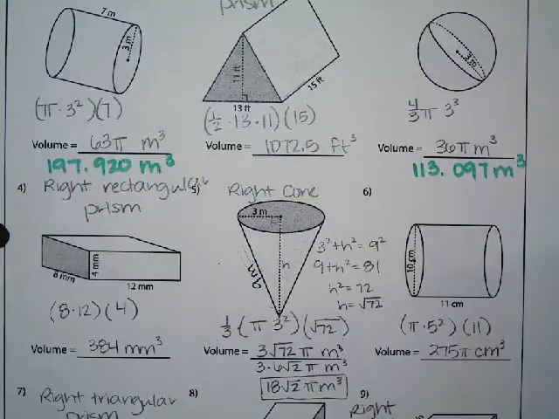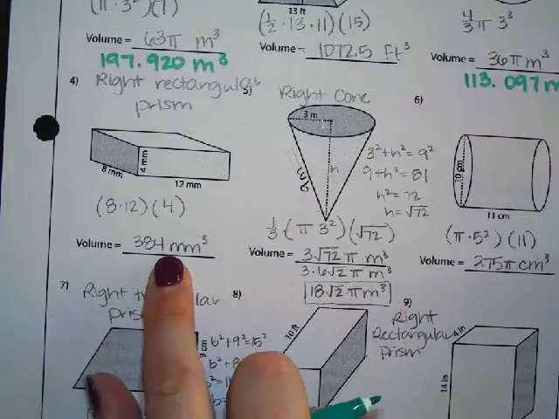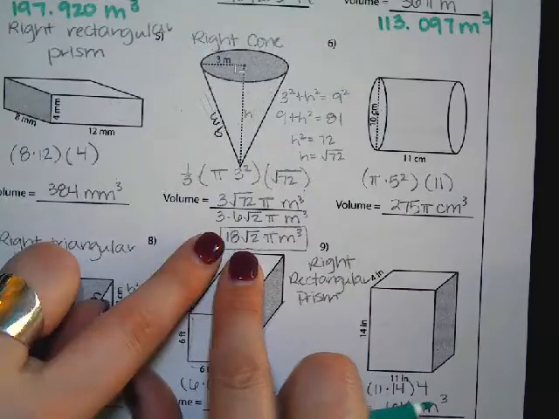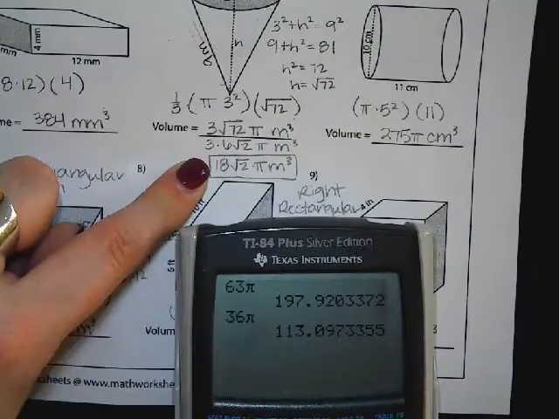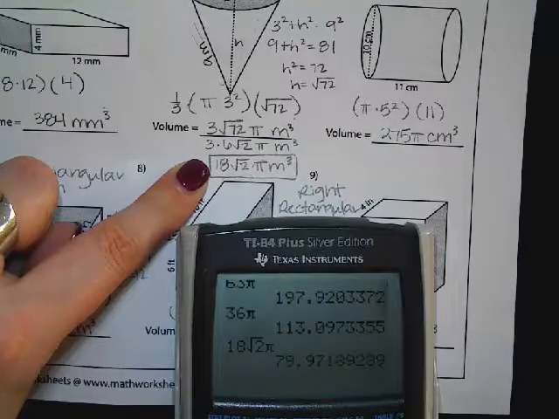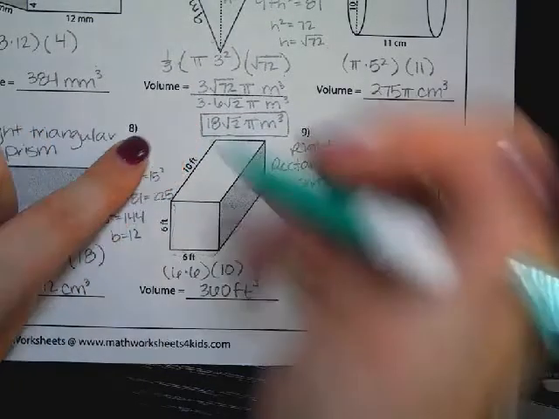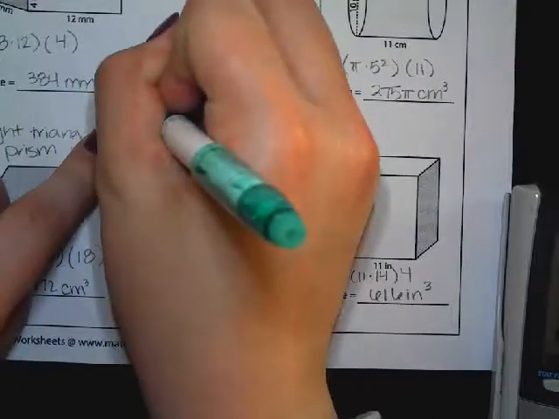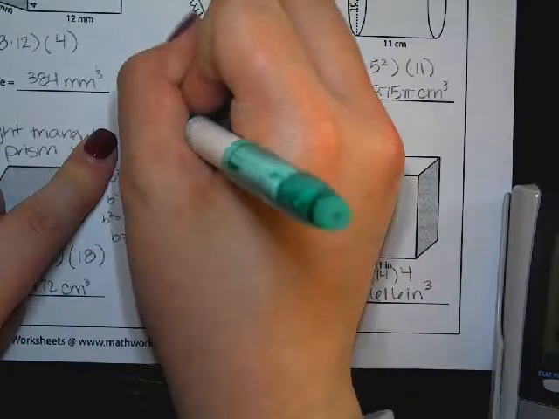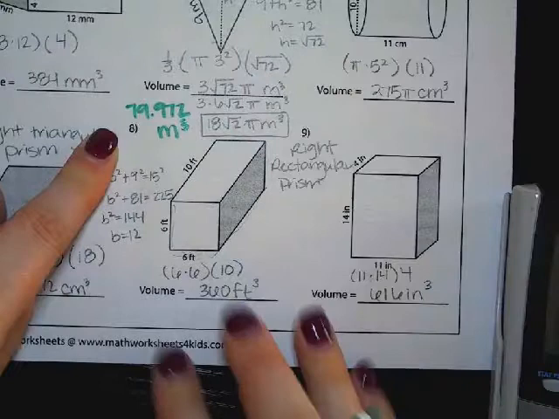Yeah, I'm doing this one. All right, this one's good. This one we can type in. So 18 square root 2 pi. Okay. Would it be 971? 972. All right, so this one is 79.972.